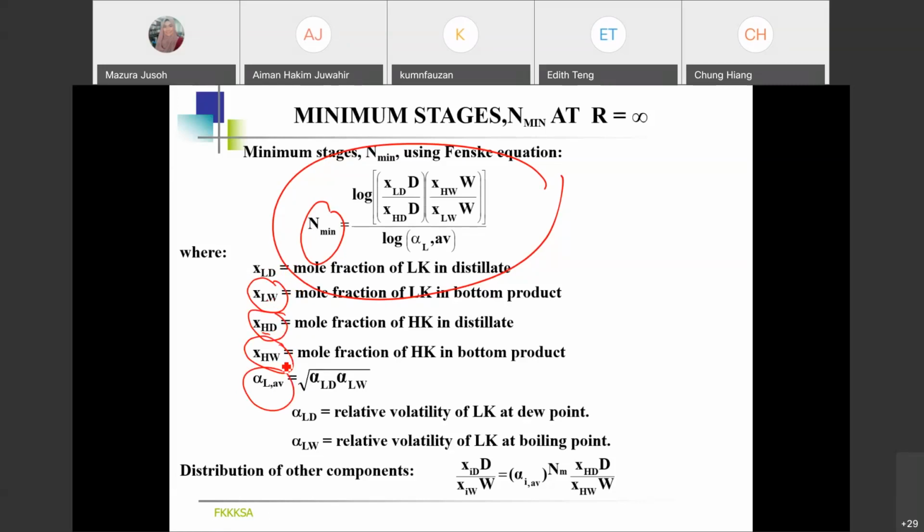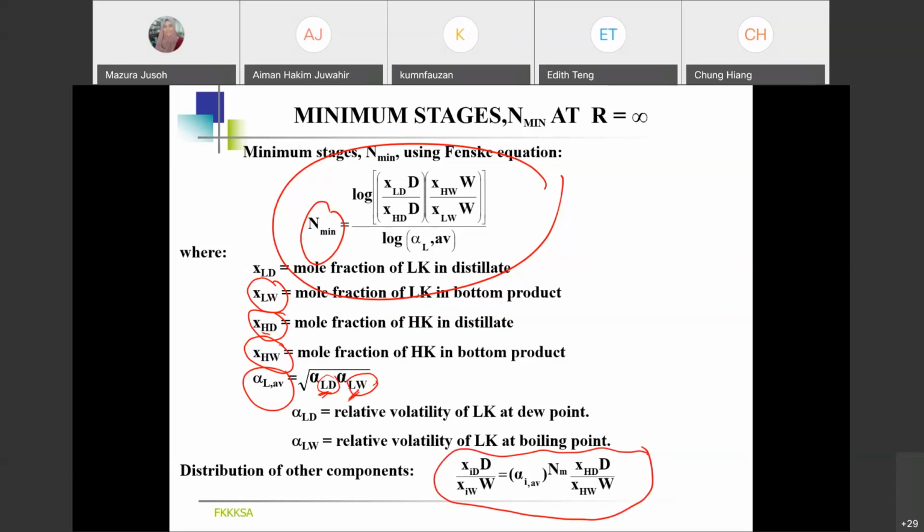And then you have to calculate your alpha average. So you will take the alpha value for the light key component in the distillate and the light key component at the bottom, multiply them and find the square root. Actually, the alpha is just taking the light key, not the heavy key. And then this is the distribution of other components after you get the finalized minimum number of stages.